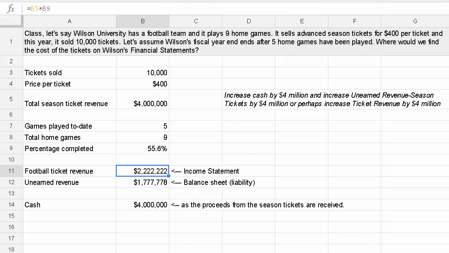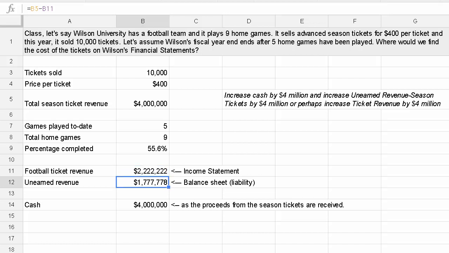We'll assume Wilson University is a for-profit entity. Okay? And on their income statement, it will show football ticket revenue or ticket revenue. We're not sure what it's really called. But the point is $2,222,222 would appear on the income statement.